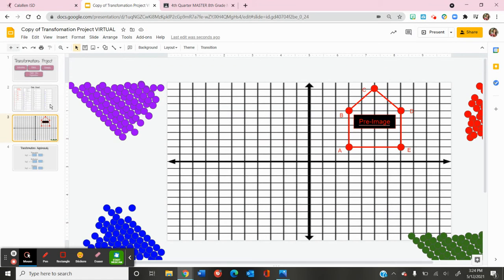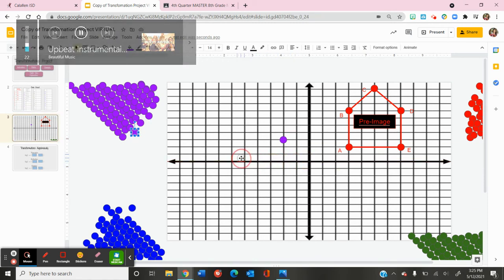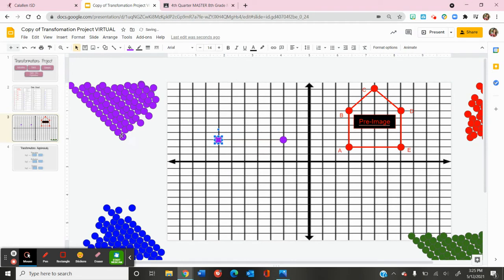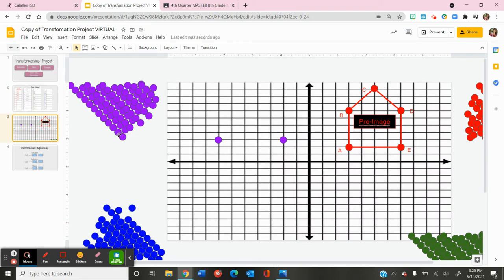Okay, now I'm going to start plotting my points. I'm going to be going in between page 2 and 3. So for A prime, I have negative 2, 3. Now our coordinate grid is a little stretched out, so whenever I do plot this, it's going to be a little compressed. Negative 10, 5, 6.